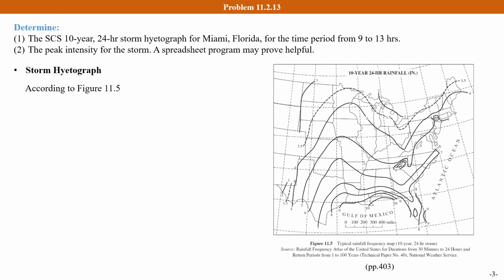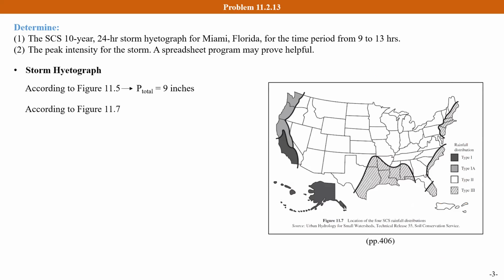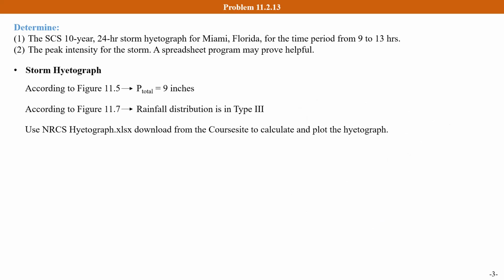According to figure 11.5, the typical rainfall frequency map, we know that Miami is over here. Then we can get the total rainfall depth. It should equal 9 inches. And according to figure 11.7, and Miami is over here, we know that the rainfall distribution at Miami is type 3. So next step, we can use the Excel file. We can download it from the course site to calculate and plot the hyetograph.